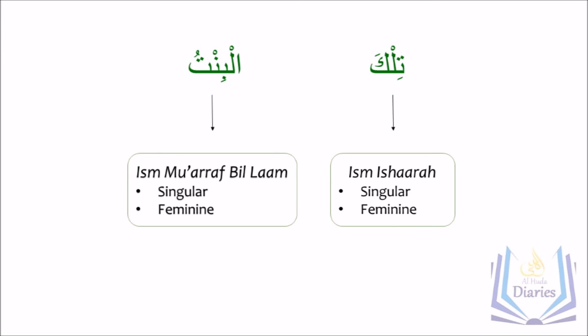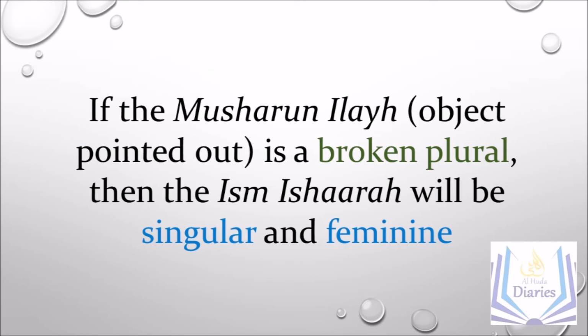Then you have tilkal bintu. Tilka is muannath, feminine, and singular. And al bintu is muannath and singular, the same. But there's an exception to this rule, which is if the object pointed is a broken plural, then the ism ishara will be singular and feminine.